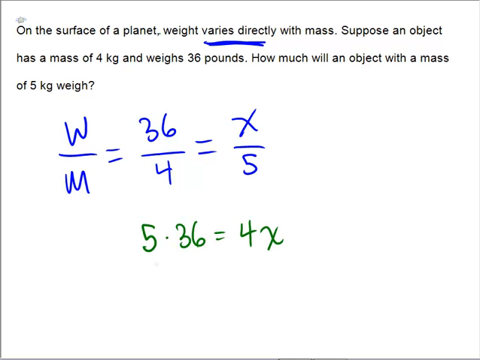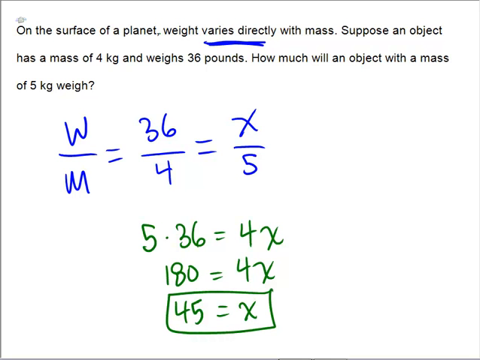So therefore, 150 and 30, that's 180 is 4x. And then when we divide by 4, 90, 45 would mean 45 equals x. And so here the answer would be 45 pounds.